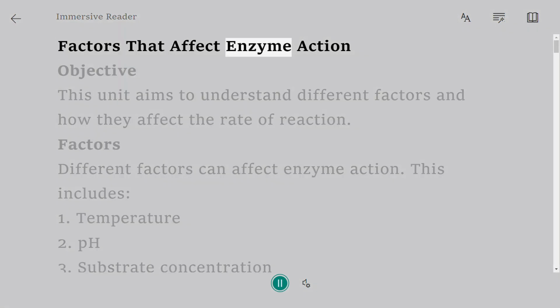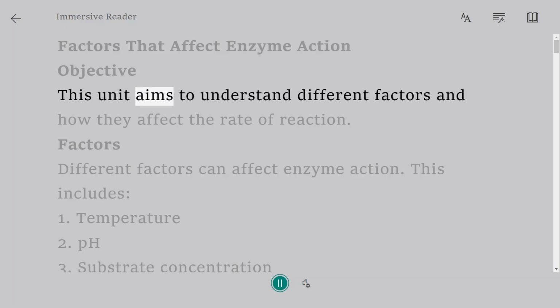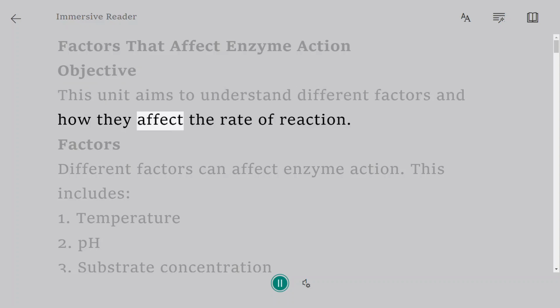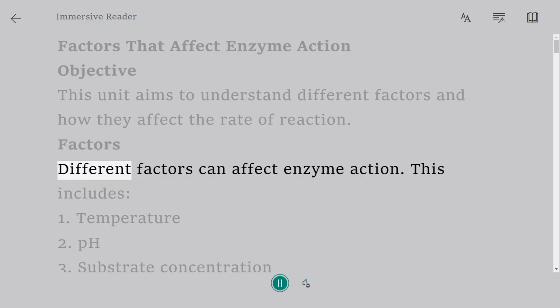Factors that affect enzyme action. Objective: this unit aims to understand different factors and how they affect the rate of reaction. Different factors can affect enzyme action.